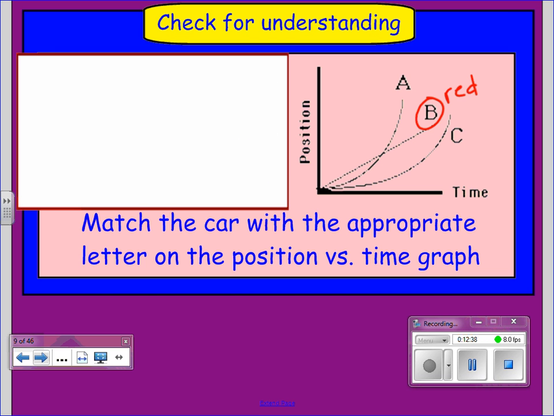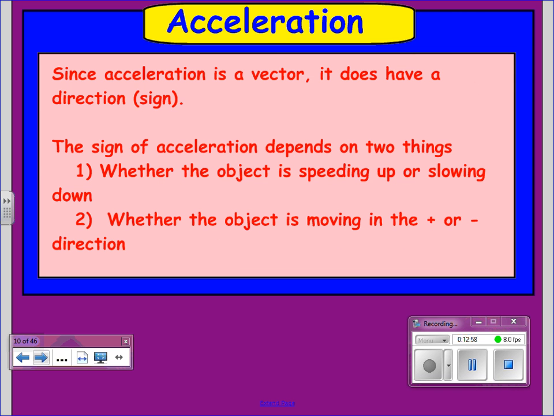So we know that green and blue are accelerating because they pass the red car. The question is which one accelerates faster? And the answer to that is the blue one. So the blue one is going to correspond to graph A, and the green one is going to correspond to graph C. Notice they're curved graphs indicating that they're speeding up. All right, that leads us into acceleration, which will end this video.